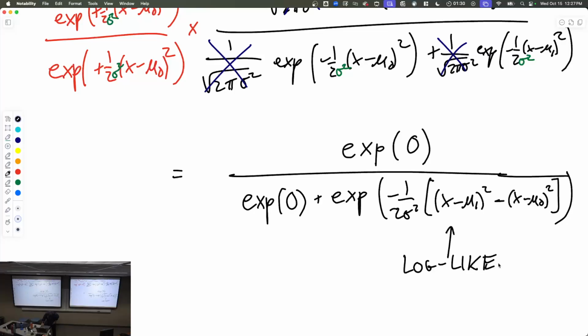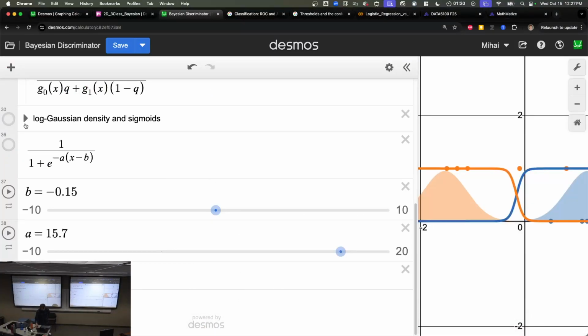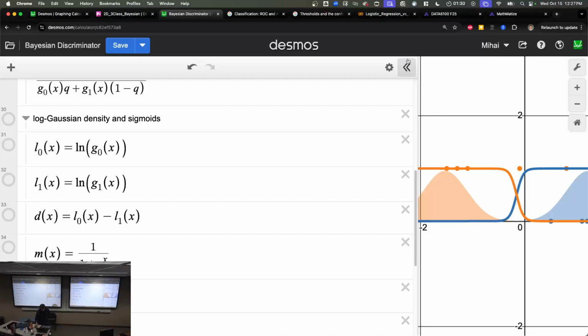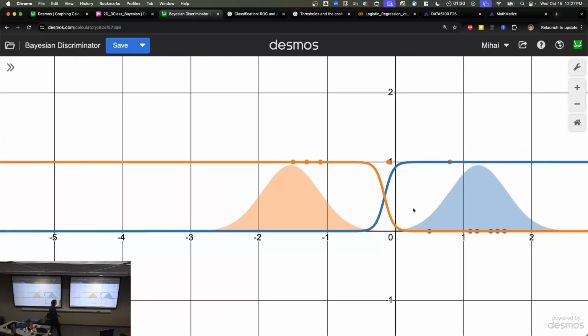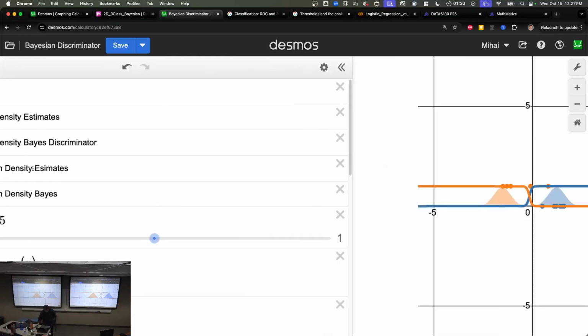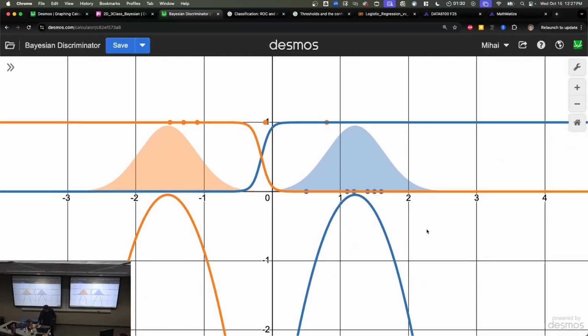So we could visualize this difference on the board in our graph. Let's see what it looks like. I have a little thing set up over here. So again, where are we? Got the blue and the orange, and I can draw their log likelihood over here. Their log likelihoods are L0 and L1. Those are the log likelihoods for the blue and the orange.